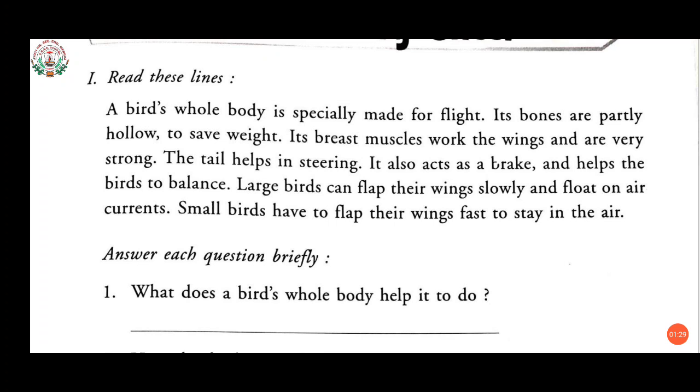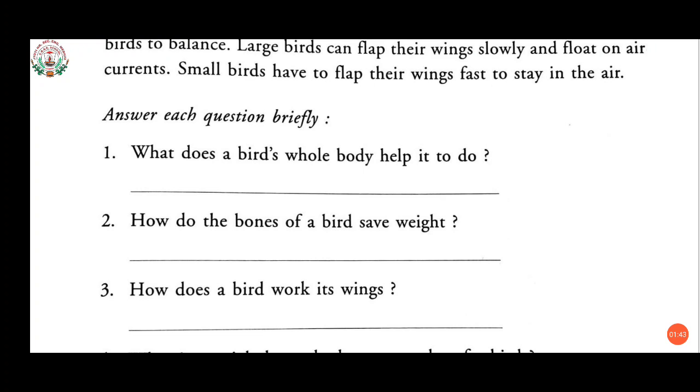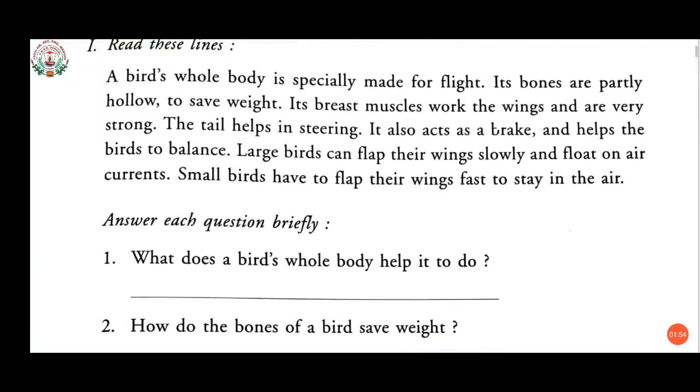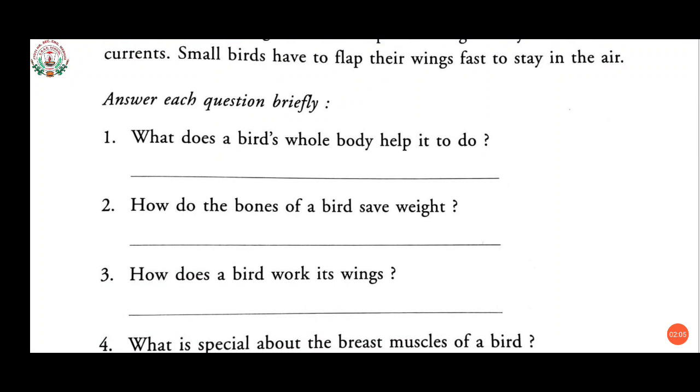Now students, this is a paragraph that we have already learned in 3.2, that is Beaks and Feathers. So we have questions based on this paragraph. See what is the first question. What does a bird's whole body help it to do? A bird's whole body helps it to fly. You can see in the very first line it is given: a bird's whole body is specially made for flight. Here you can see the first one. So how can you write this? A bird's whole body helps it to fly.